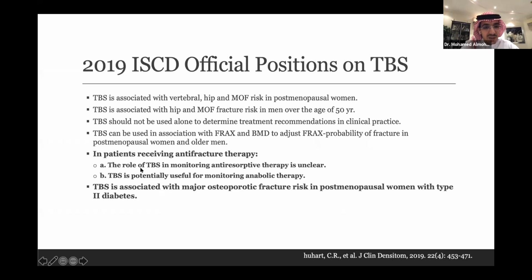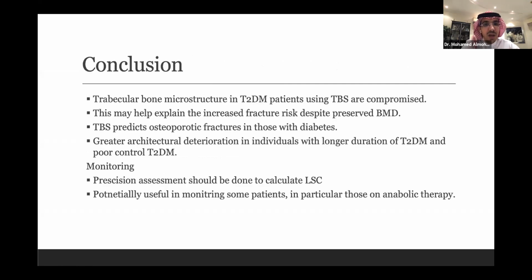I would like to highlight this in regard to monitoring of therapy. The role of TBS in monitoring therapy with antiresorptives is not clear. As we have seen in these studies, TBS has a potential role in monitoring therapy with anabolic therapy. They clearly mentioned that TBS has been associated with major osteoporotic fracture, so the ability of fracture prediction with TBS in both postmenopausal women and men with type 2 diabetes is there. So it has been recommended as one of the official positions in these guidelines.